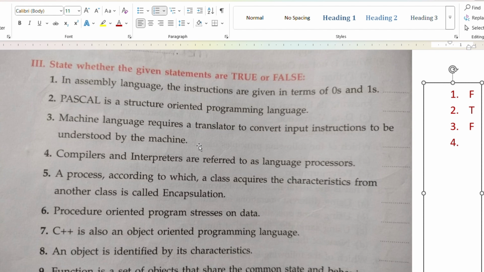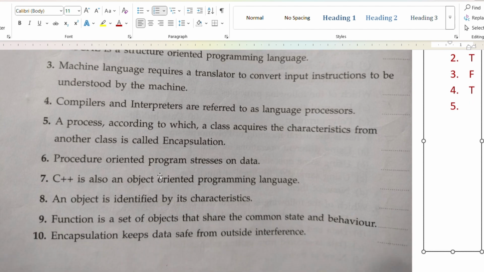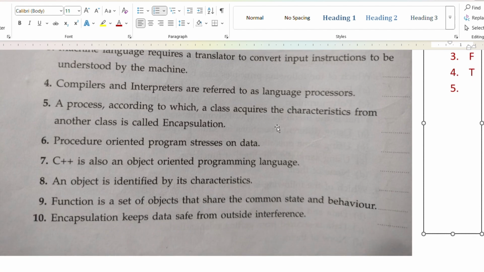4. Compiler and interpreter are referred to as language processors. True. Reason. They convert high-level language into machine language, so they are called language translators, processors. 5. The approach according to which a class acquires characteristics from another class is called encapsulation. False. Reason. A class acquiring characteristics from another class is called inheritance. Encapsulation means data hiding.